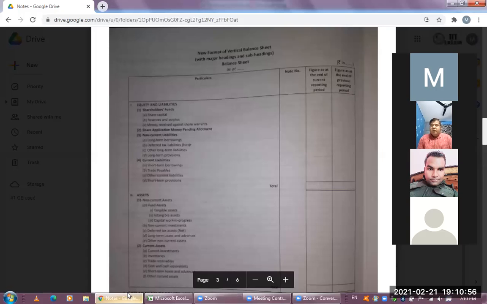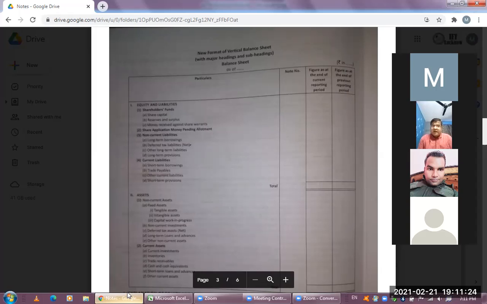There is a format for the financial statement as well, and we are going to do it in the section on comparative statement analysis, where we are going to analyze the balance sheet and trading P&L as per the vertical format only. Then under category 2, the assets are listed and there are subcategories as well.